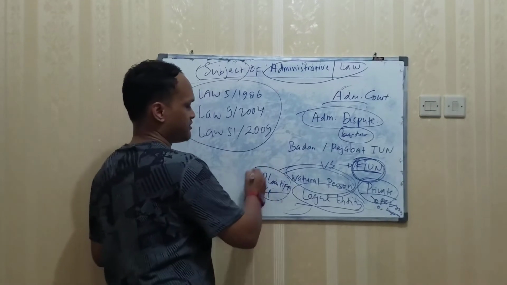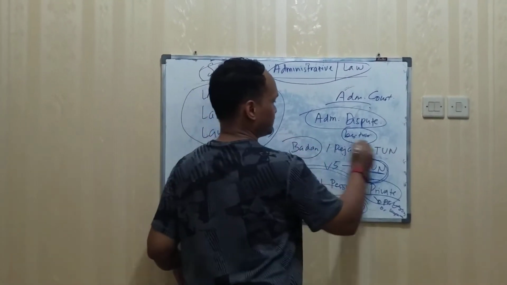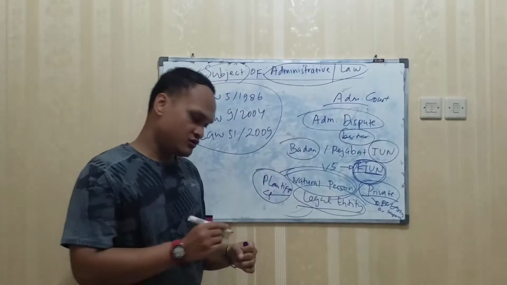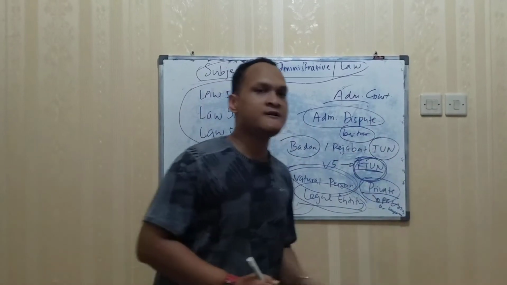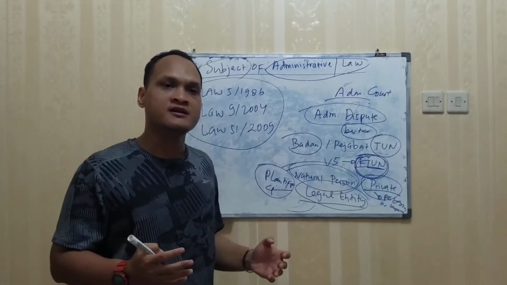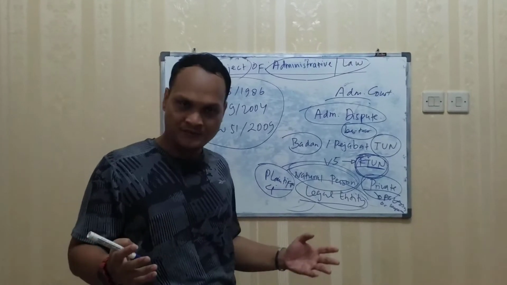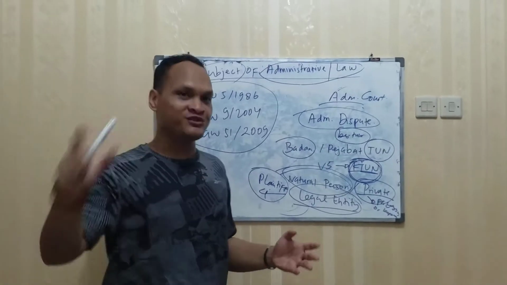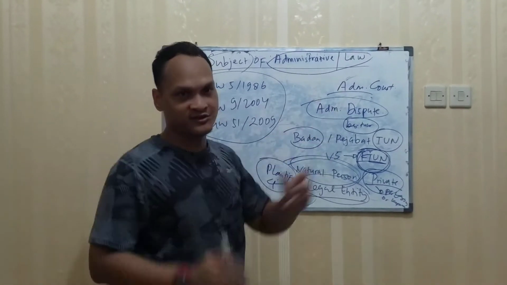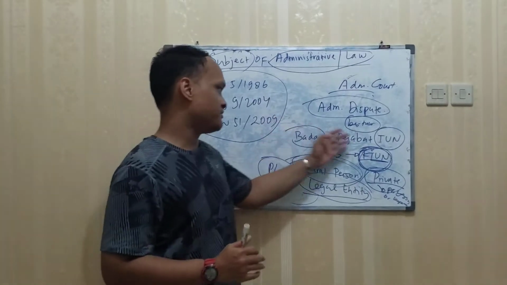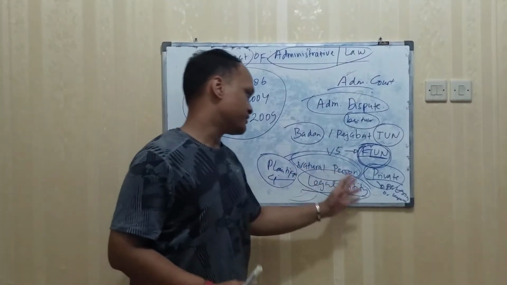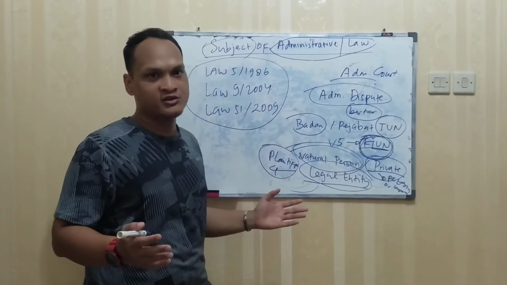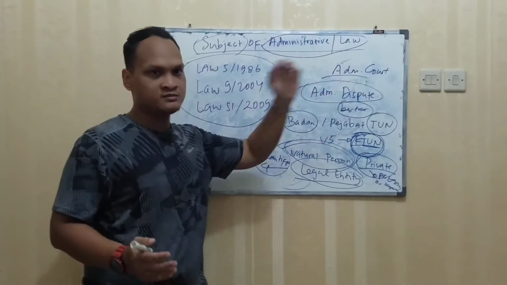So the plaintiff cannot be another badan TUN, because if the story is badan TUN versus badan TUN, it's not administrative dispute, but it's talking about the institution authority dispute, which is part of the authority of the constitutional court, and that is part of constitutional law. But here we're talking about administrative law, so it's talking about badan or pejabat TUN versus natural person or private legal entity. So this is all the basics that you need to know about the subject of administrative law.